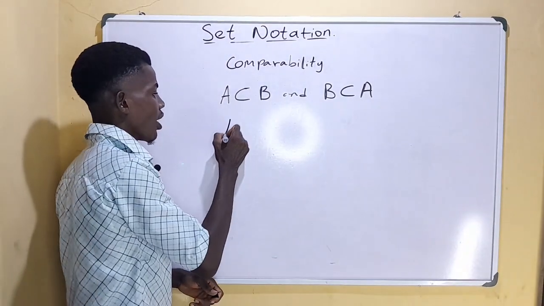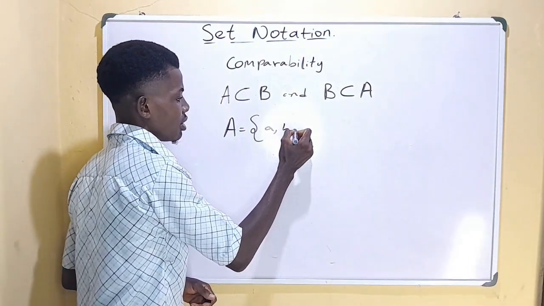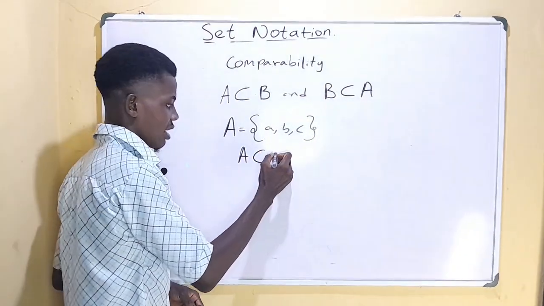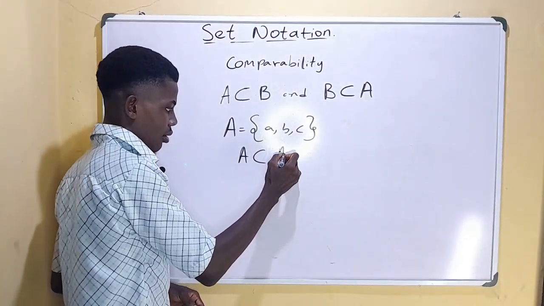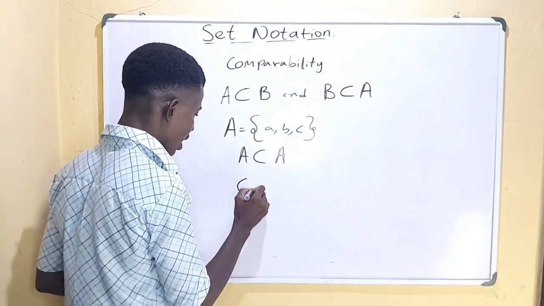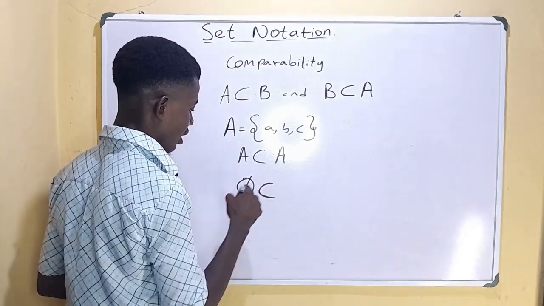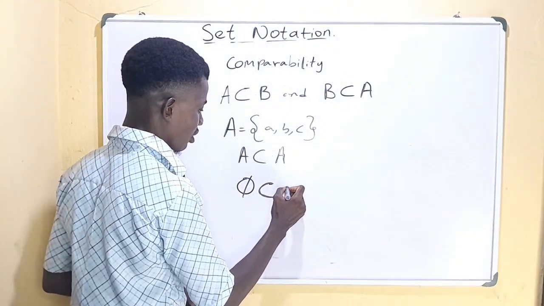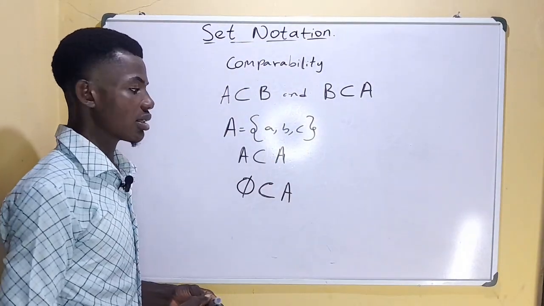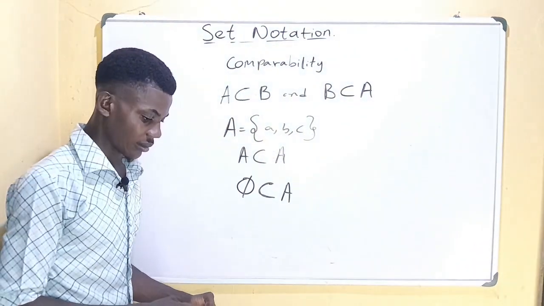Like if you have A, let's define A as a set of a, b, and c. We can say that A is a subset of A. A is a subset of itself. And we can also say that the null set is a subset of A. These two types of subset are called improper subsets.